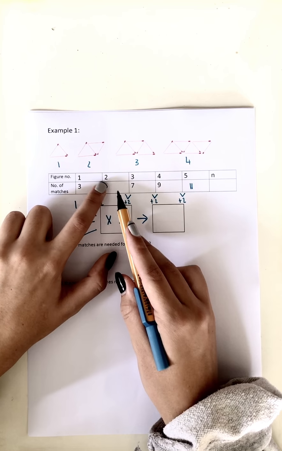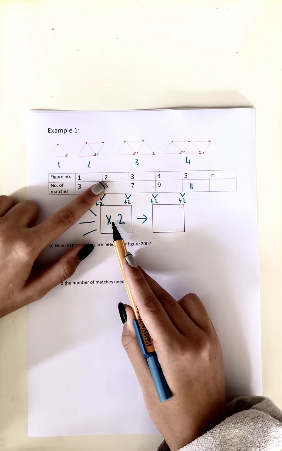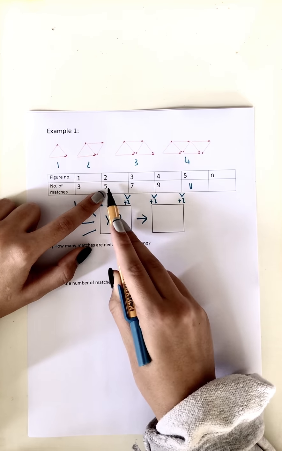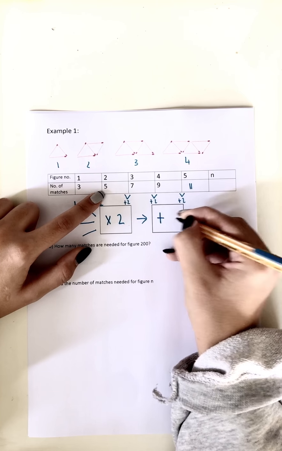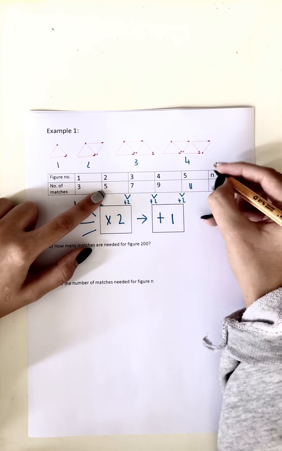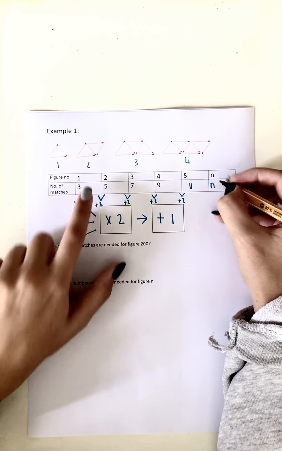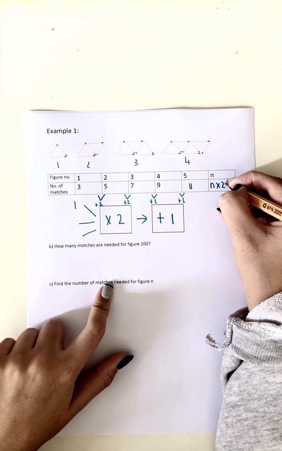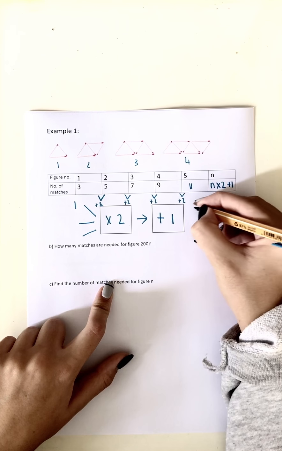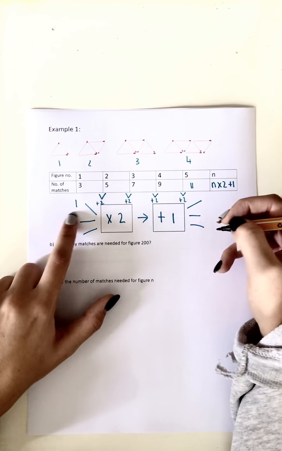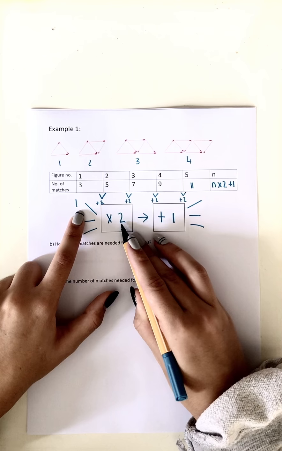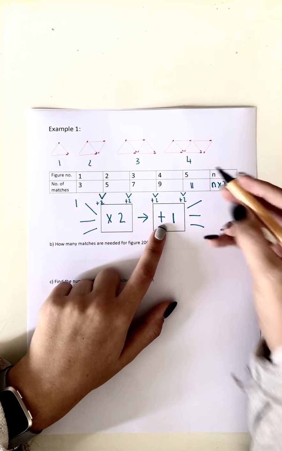Let's check for the second one. If I go 2 times 2 gives me 4, plus 1 gives me 5. So the second step I'm going to do is plus 1. So this means I took my term number, so this number up here, I times it by 2 and I added 1. So if I had 1, I times it by 2, I added 1 and I got 3.